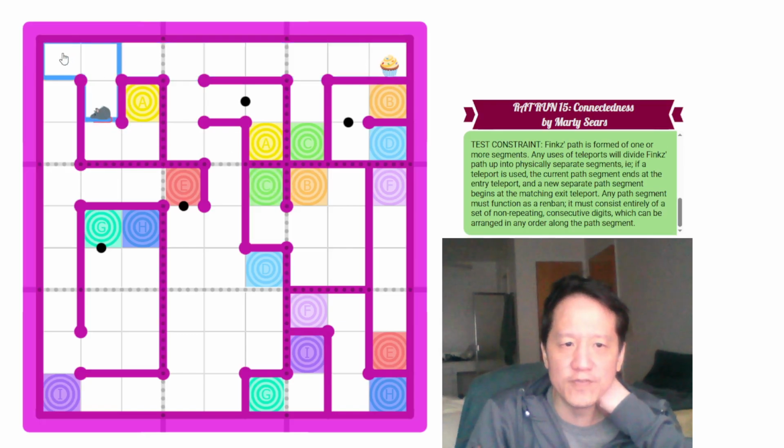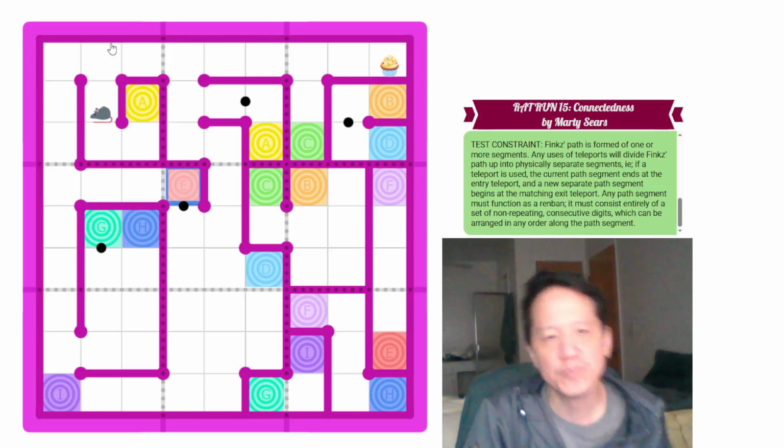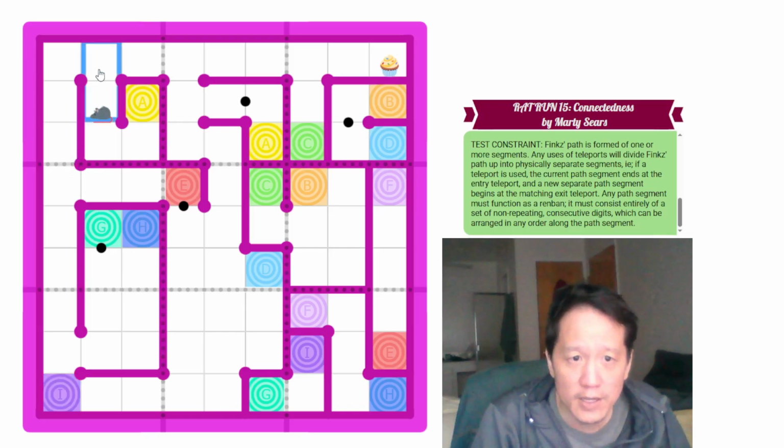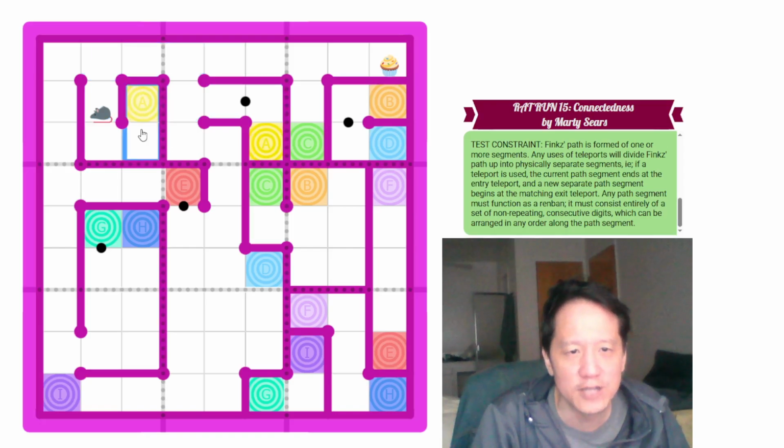Now, what about if Finks tried to get to other teleports? It could be 1, 2, 3, 4, 5, 6, 7, 8, 9. So technically, it could get to an E. 1, 2, 3, 4, 5, 6, 7, 8, 9, 10, 11. So it can't get to G or H or I. It could go to the other A, but that's kind of pointless, right? If you go 1, 2, 3, 4, 5, 6, 7, 8, you just enter back here, and then you can't even get to any of the other cells. So it can never go to this A. It could always go to this A. That's the obvious one.